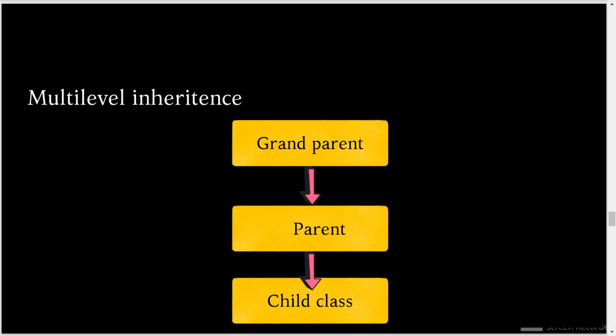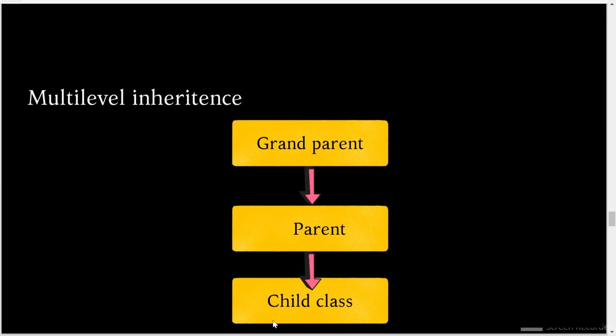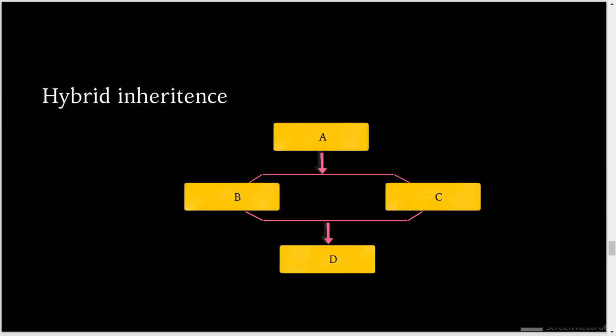Multi-level inheritance: a child class inherits a parent class, and the child class also acts as a parent class to another class. Hierarchical inheritance: a parent class has more than one child class. Hybrid inheritance is a combination of more than one inheritance. Here, it is a combination of multiple and hierarchical inheritance.